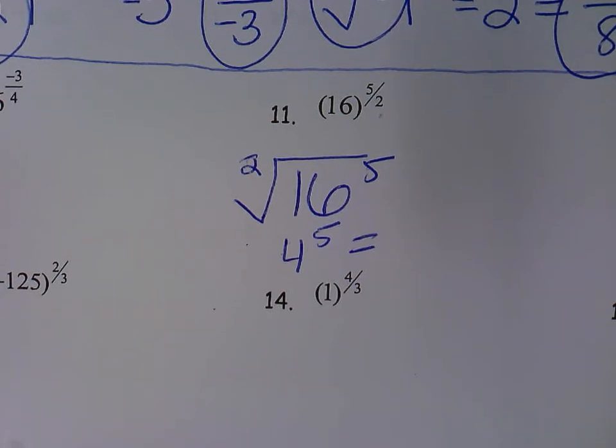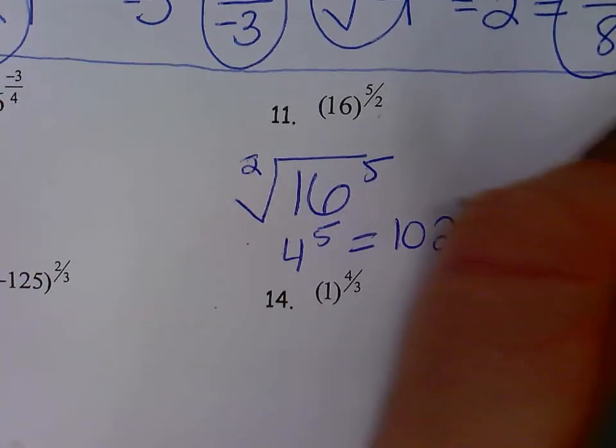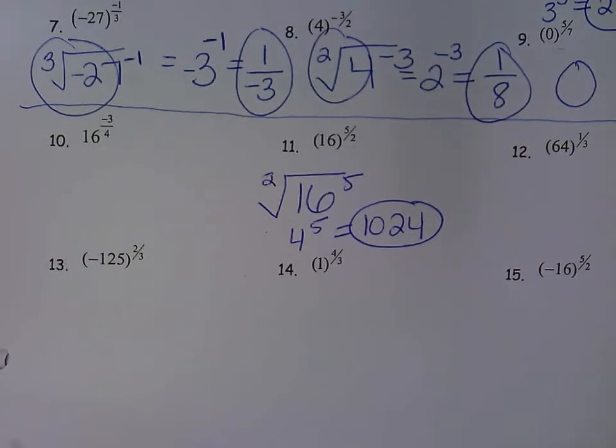Yep, so 1024. And that would be one that obviously you need a calculator on. I want you to do the ones that you don't need a calculator, because or else you could just type the whole thing into a calculator. Let's look at number 10.